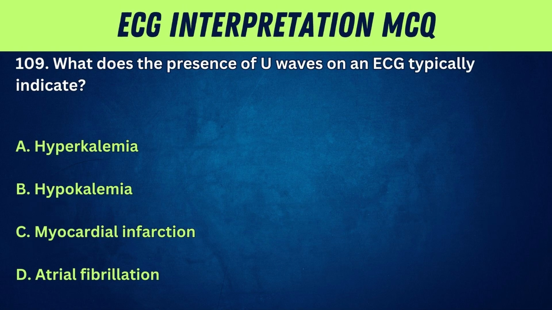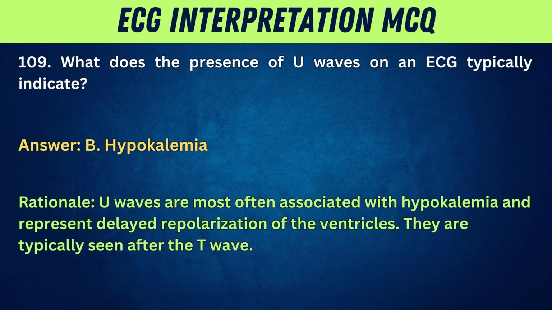109. What does the presence of U waves on an ECG typically indicate? A. Hyperkalemia. B. Hypokalemia. C. Myocardial infarction. D. Atrial fibrillation. Answer. B. Hypokalemia. Rationale. U waves are most often associated with hypokalemia and represent delayed repolarization of the ventricles. They are typically seen after the T wave.